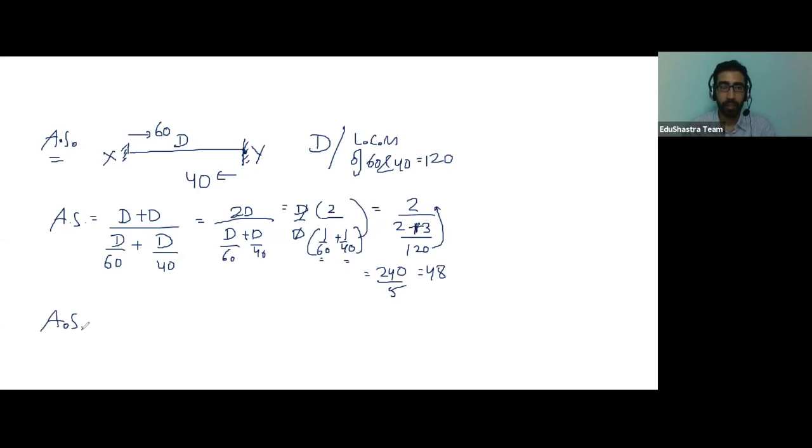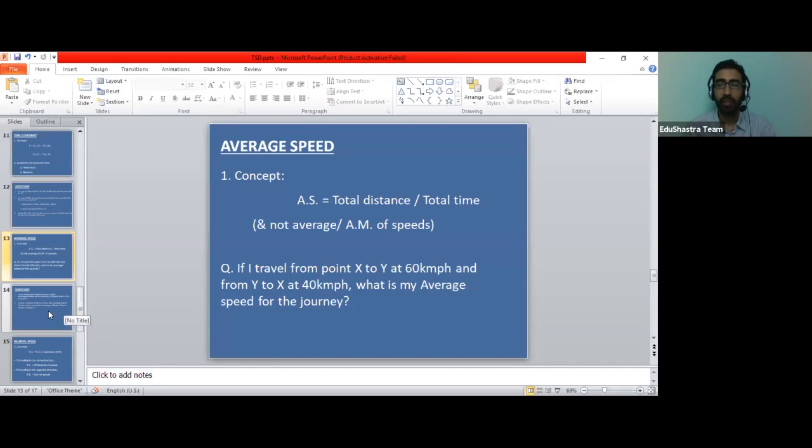Had you taken 120 kilometers as the distance, it would have been the same, because then the total distance would have been 120 into 2, 240, upon, if you're covering 120 at 60 km per hour, 2 hours. If you're going back and covering 120 at 40 km per hour, you take 3 hours. The total distance covered is 240. Total time taken in the to and fro journey is 5 hours. 240 by 5 obviously gives you the same answer, 48 km per hour. So there really isn't that much when it comes to the concept of average speed.